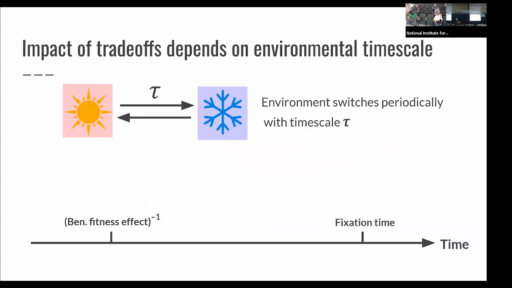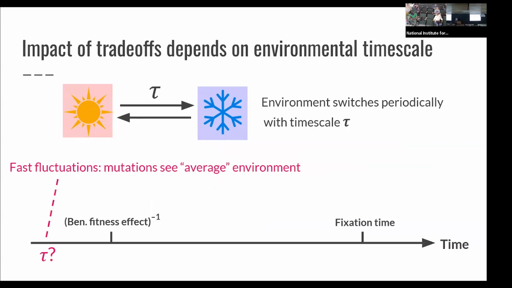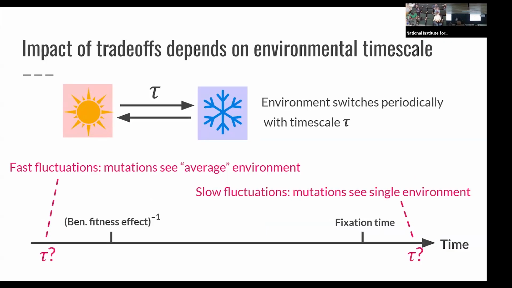environments do. So let's imagine a really simple case where we have a two-state environment which switches periodically, so deterministic, with timescale tau. If tau is really small and fluctuations are fast, we might expect that mutations see some kind of average environment. Because not much is happening in a single environmental state, average fitness will be the main determinant. Conversely, if tau is very large and fluctuations are slow, individual mutations might be able to fix or go extinct in a single environmental state. So again, those statistics will mostly be determined by a single environment.